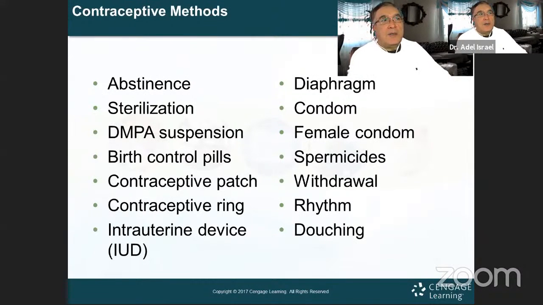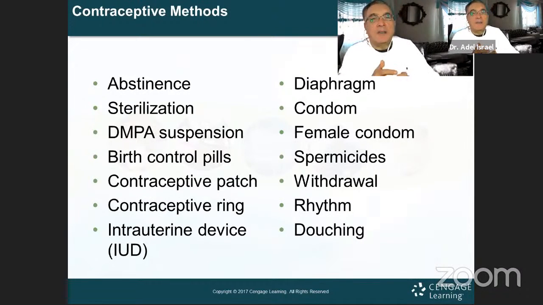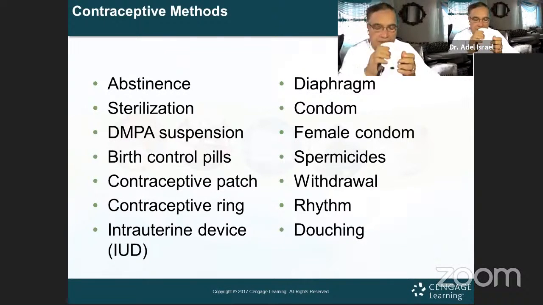What are the contraceptive methods? Like abstinence, sterilization. Of course, sterilization is very commonly done in animals.